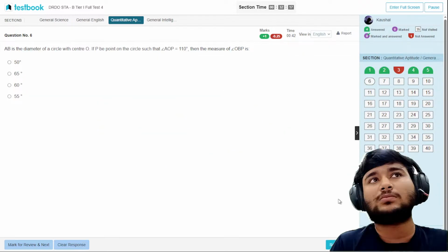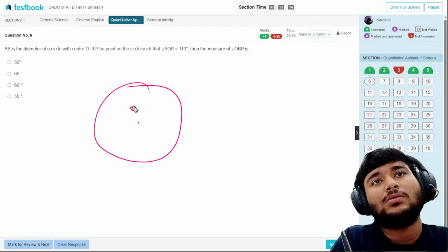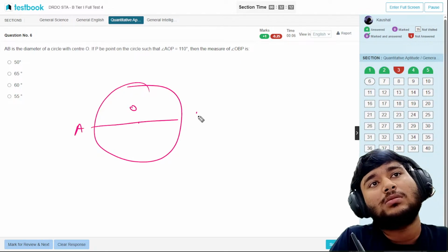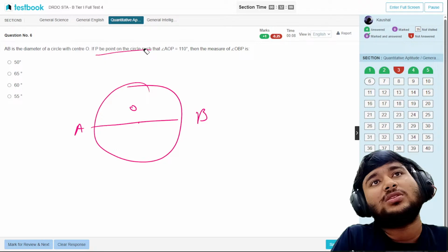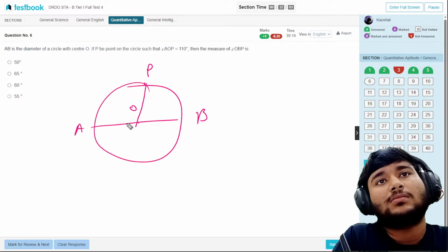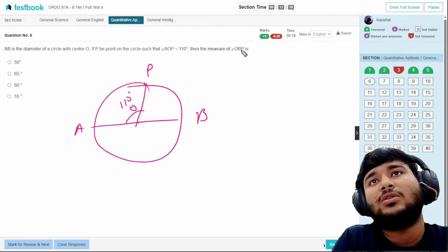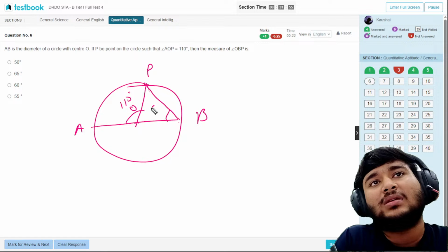If AB is the diameter of the circle with center O, P is a point on the circle such that angle AOP equals 110 degrees. Then angle OBP will be half.